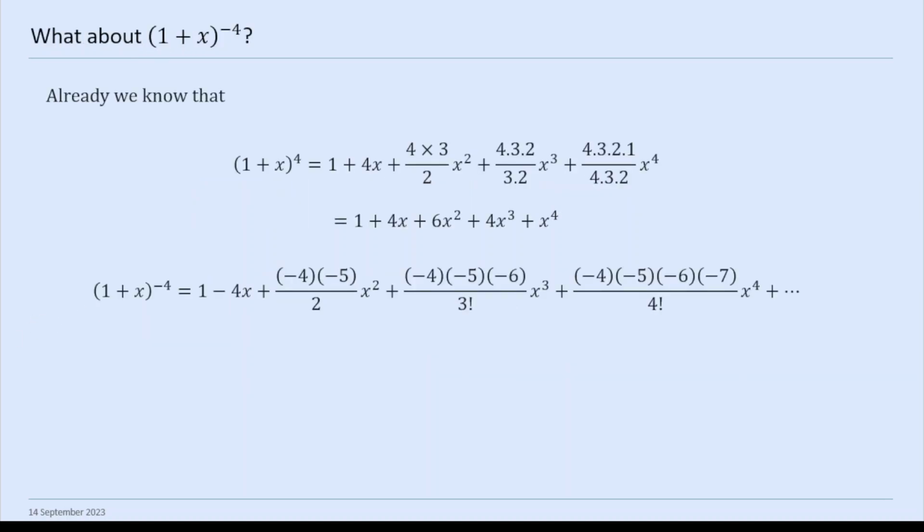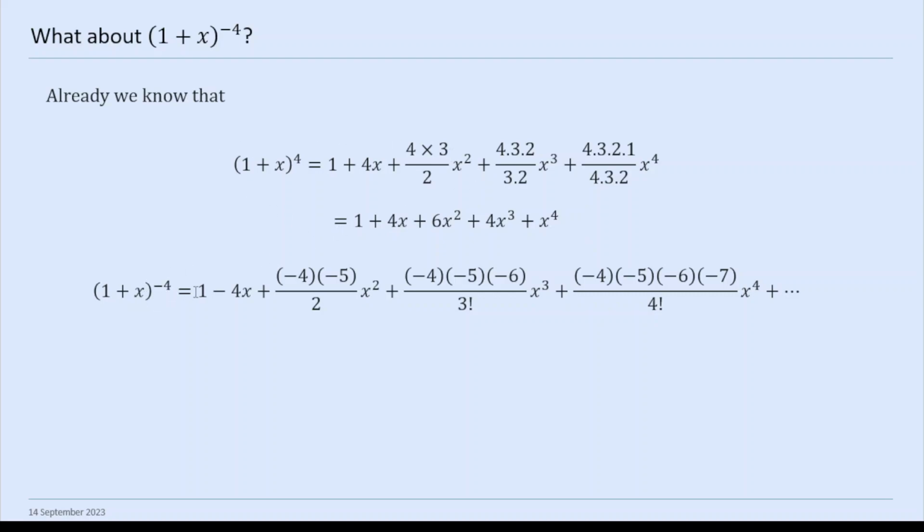So let's do something more complicated. 1 plus x to the power minus 4. We already know that 1 plus x to the 4 is 1 plus 4x plus 4 times 3 over 2 x squared plus 4 times 3 times 2 over 3 times 2 x cubed, and so on. Well, not and so on, because this actually terminates. This only has 5 terms. This is the standard binomial equation for a positive integer.